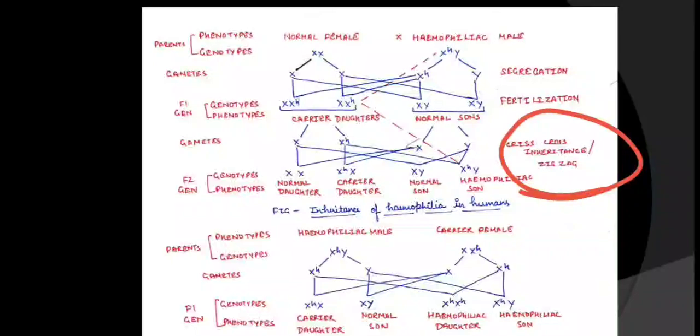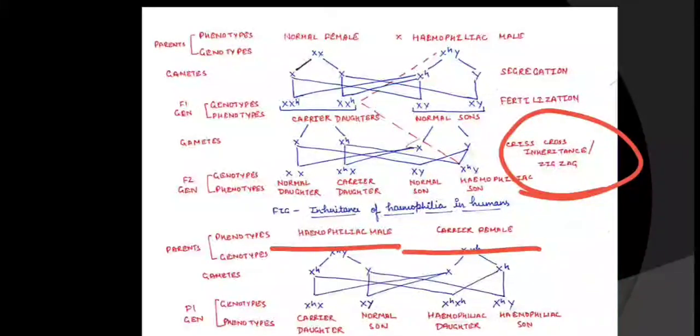This type of pattern is very typical for all the recessive sex linked traits. It is common for all the recessive sex linked traits. Now there's a third situation where a hemophilic male marries a carrier female.